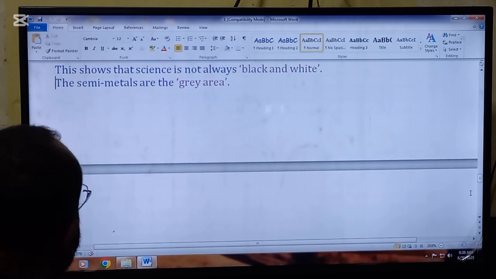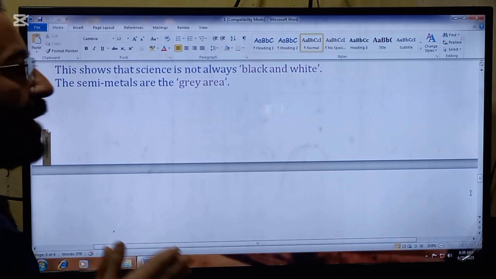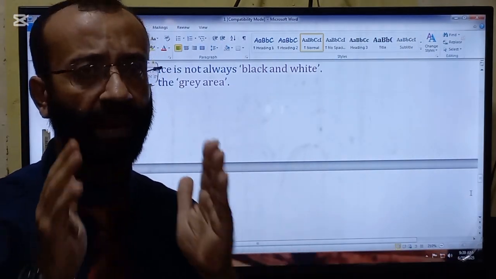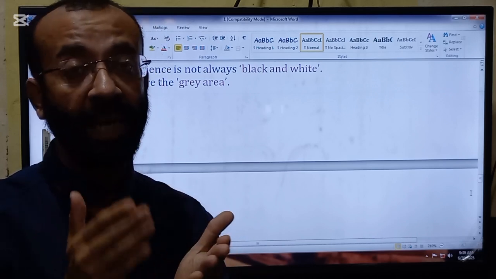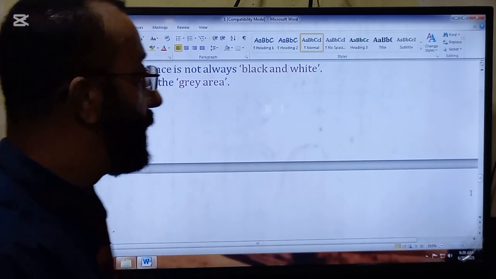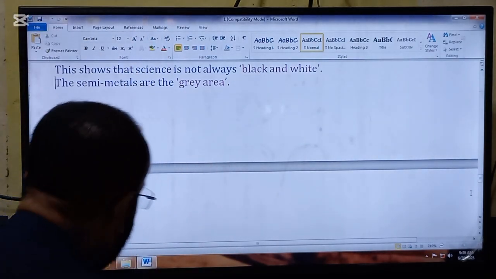This shows that science is not always black and white. Black and white means we cannot simply say these are metals and these are non-metals. Some of the elements behave like metals as well as non-metals. So these are called metalloids or semi-metals. The semi-metals are the gray area.